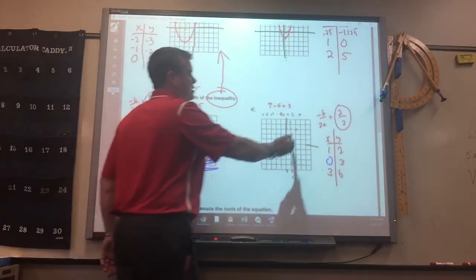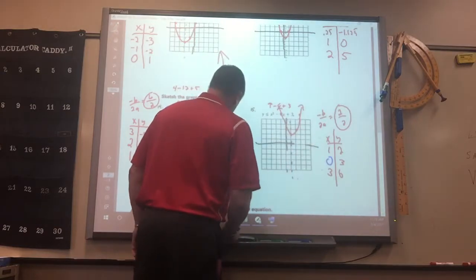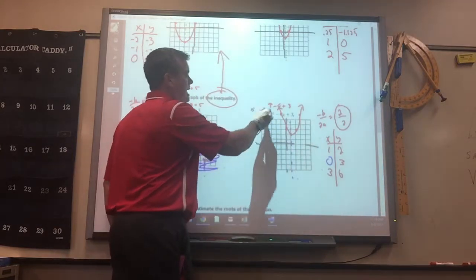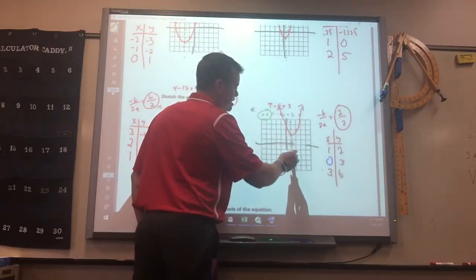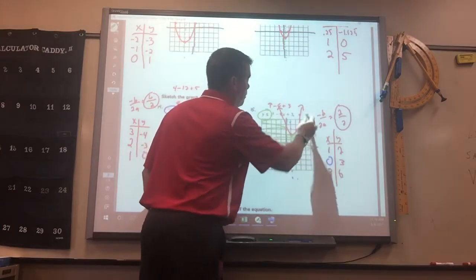It has the equal, so you make it solid. And then y is less than or equal to, so you go to the vertex, less than is below, so that shades around it.